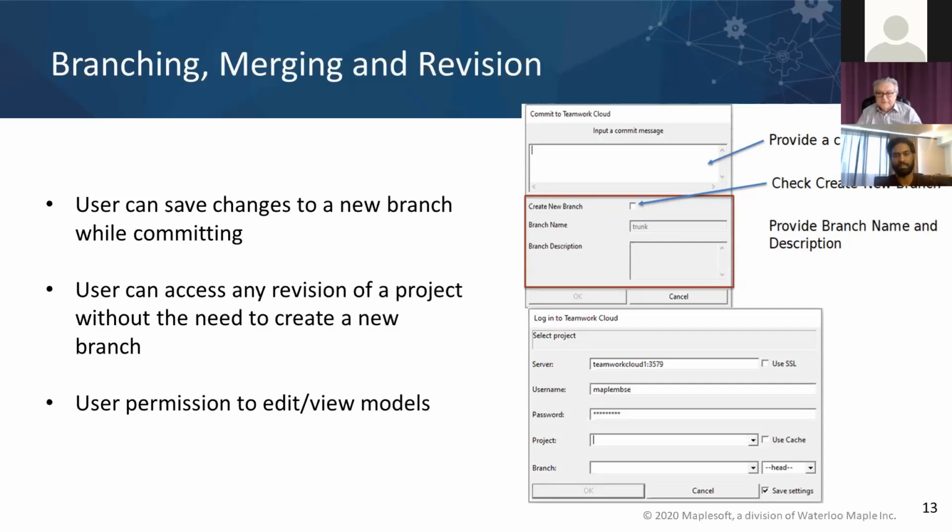In Cameo Systems Modeler or in MagicDraw, to view an arbitrary revision, you need to create a branch to that revision, and only then will you be able to view the information. But in MapleMBSE, you can just access that revision without creating a branch. If you decide to create a branch from that specific revision, you can add a branch, and this will be saved to the server.